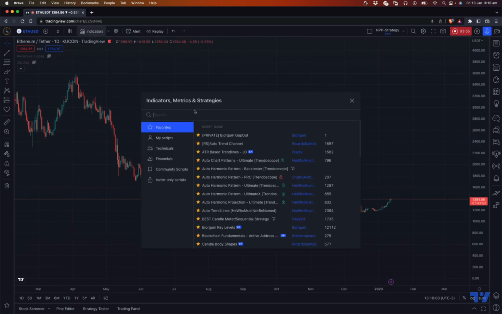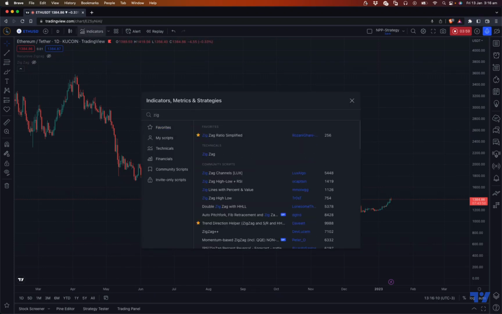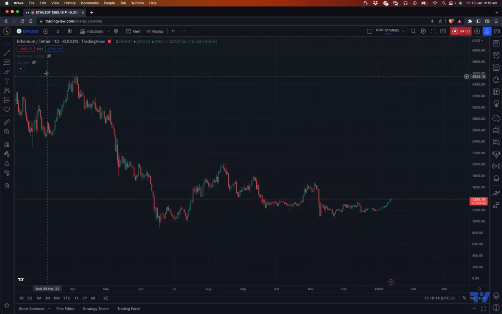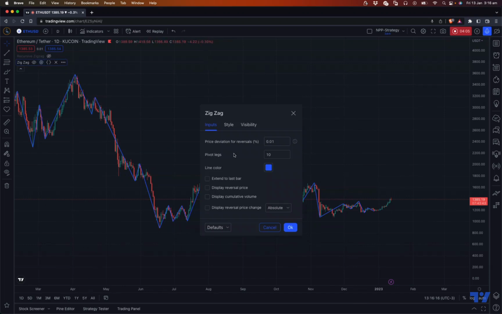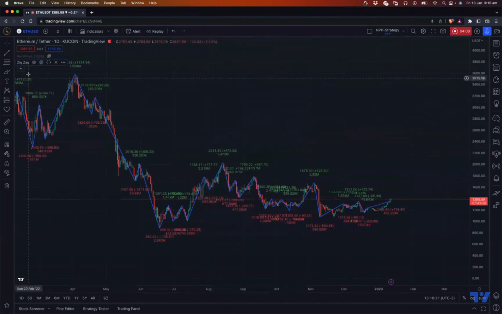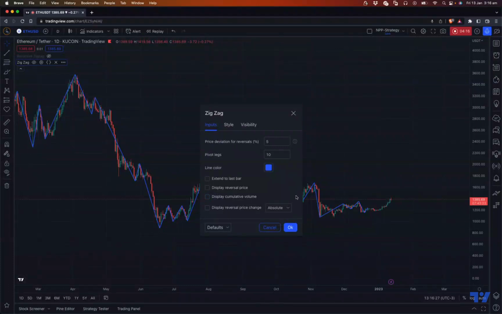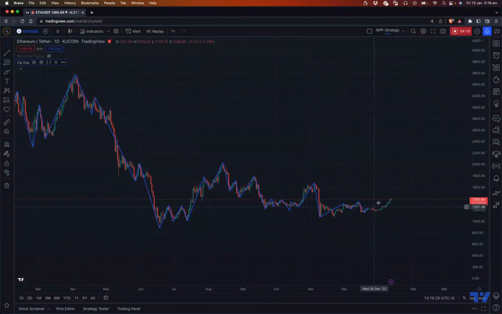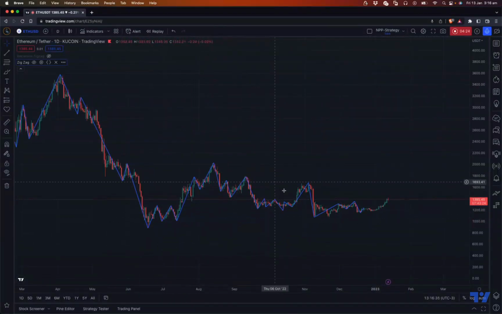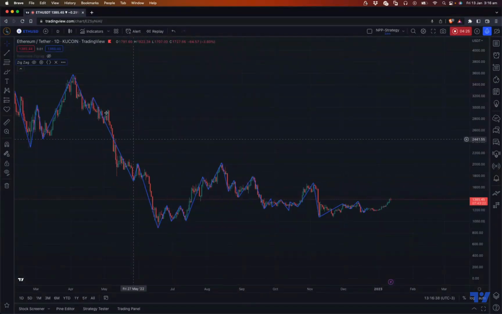There is the TradingView zigzag, under technicals, so I can use this. I already loaded it here, and you can see that if I reset defaults, there are a lot of things here. You don't need all these things. To make it clear, just remove all these options and let's keep it plain, right? So that it's easy to understand how the price has moved over the period of time.